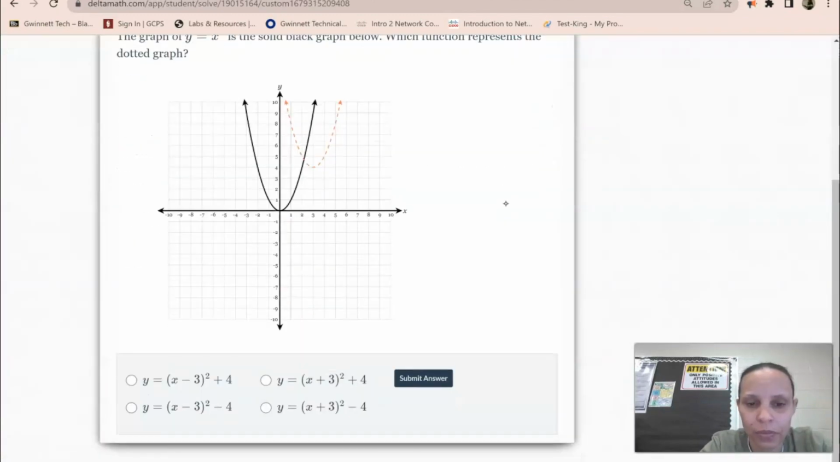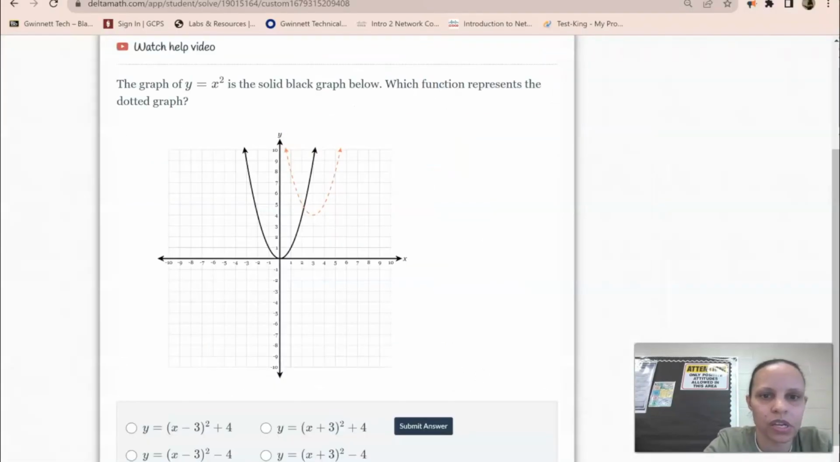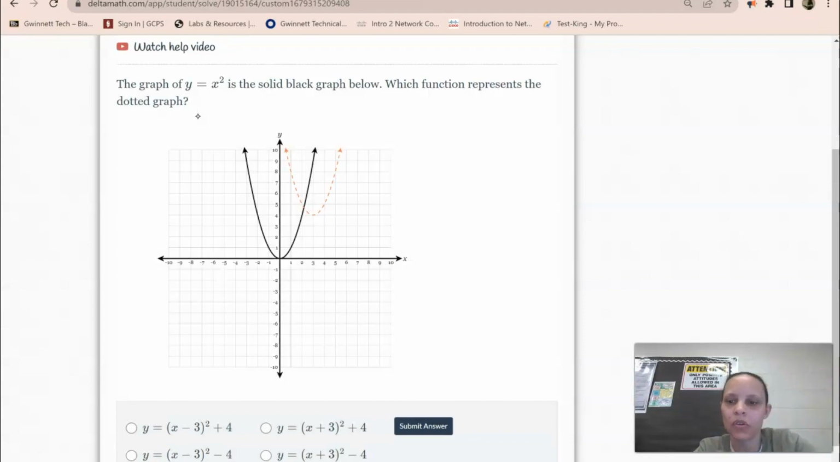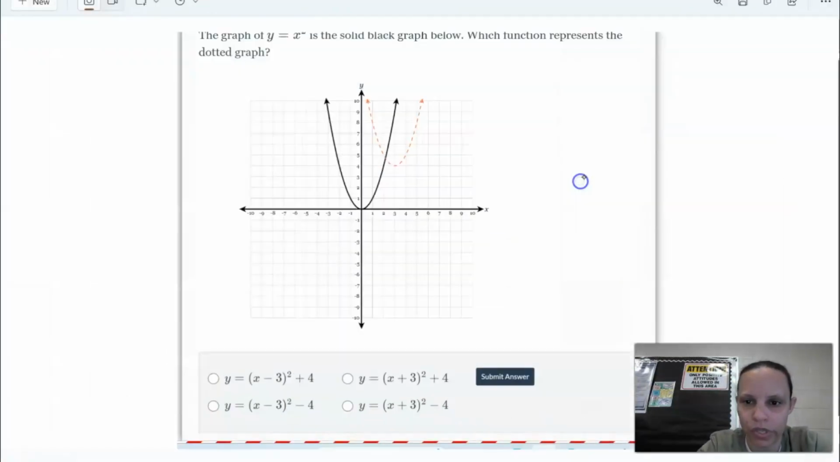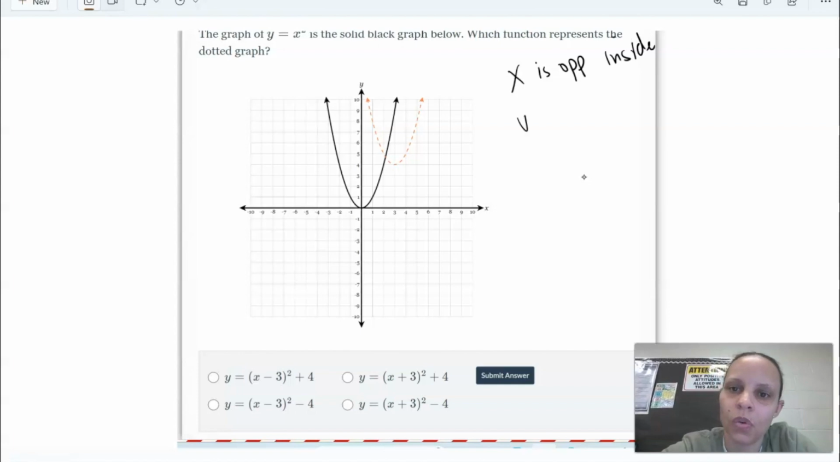All right, so transformations. There is quite a few things I need to say about transformations before we can even start looking at the question. So I'm just going to write some notes for you. This is, of course, in your notebook. We have covered this several times. X is opposite and inside. Y is outside, and regular.